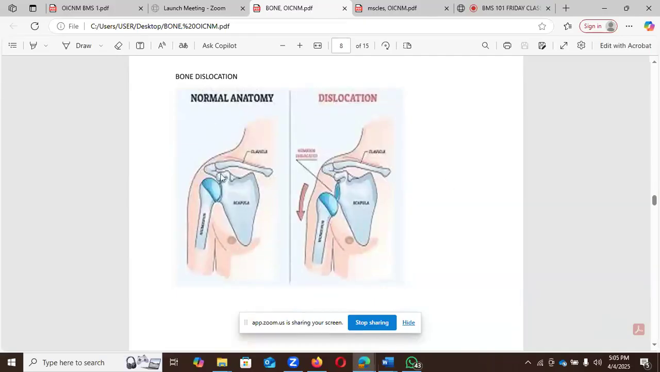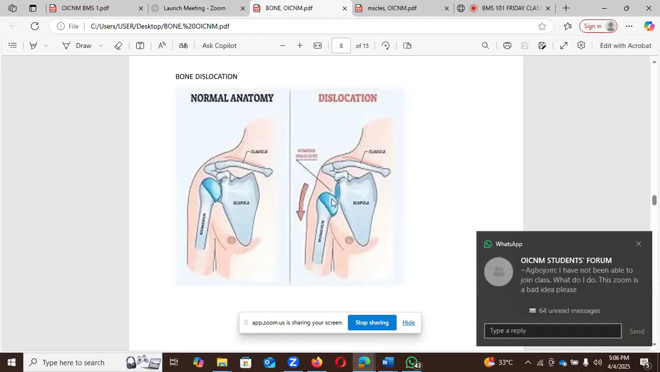Again, when you look at the normal bone, this is the shoulder, this is the clavicle I was talking about, this is the scapula. This is the head of the humerus, and it forms a joint with the scapula and the clavicle here. So this is the joint. If there is dislocation, this bone can be displaced from this location and come down like this. So this is an example of dislocation. Dislocation is not fracture. It's just a displacement of bone from its original location.